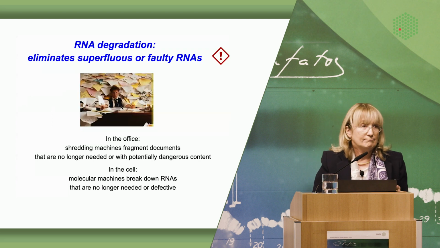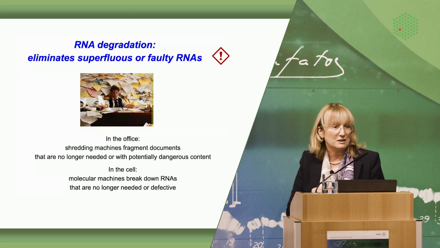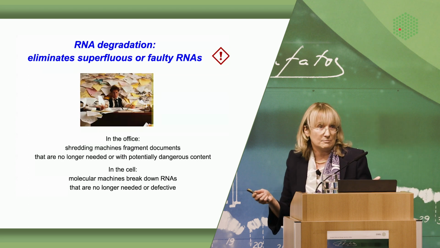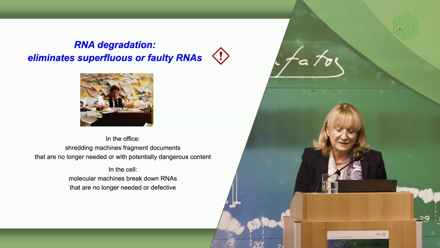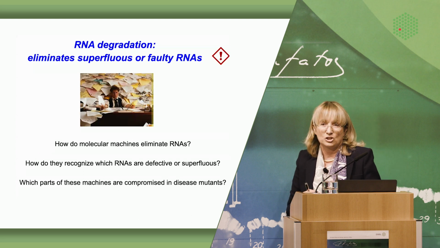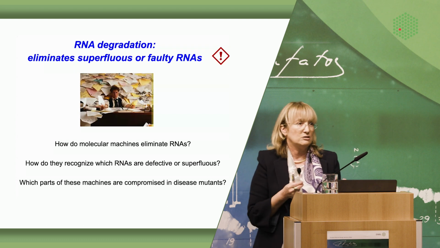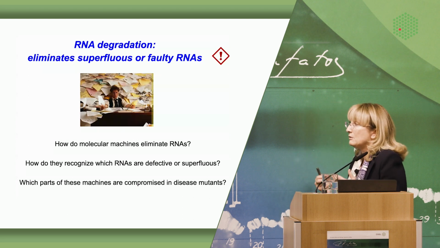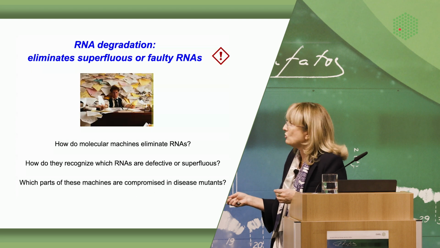And you may imagine, probably from your own office, maybe not, what happens if one doesn't get rid of documents you don't need. The cells obviously would be overwhelmed by these molecules that are not useful and not needed. And so the questions that we've been interested in the lab is, how do these molecular machines recognize and eliminate RNAs? How do they recognize which RNAs to degrade, which one is defective or superfluous? And which parts of these machines are compromised in disease mutants? I'm not going to talk about this part today.